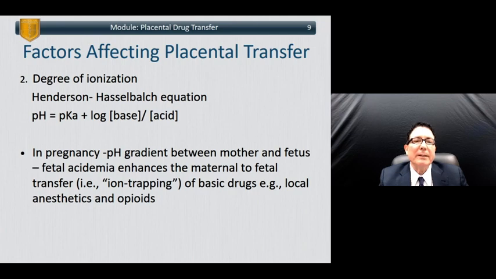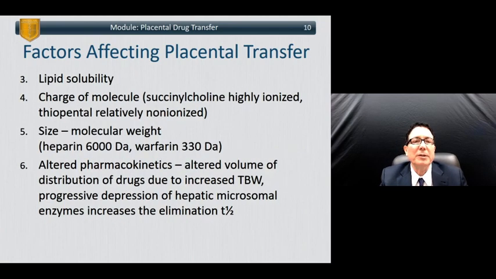If I can take you back to school with the Henderson-Hasselbalch equation, in which pH equals the pKa of a drug plus the logarithm of the base over acid. In pregnancy, the pH gradient between mother and fetus is very important. Fetal acidemia enhances the maternal to fetal transfer, causing the concept of ion trapping of basic drugs, for example, local anesthetics and opioids. 2-chloroprocaine is a perfect example of this situation.